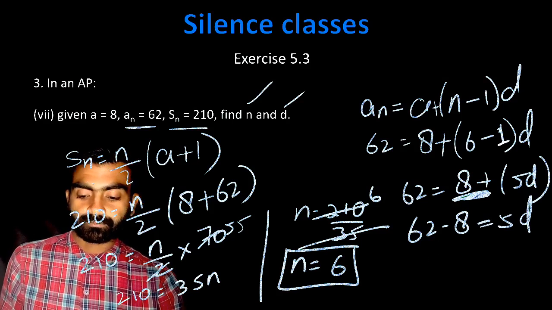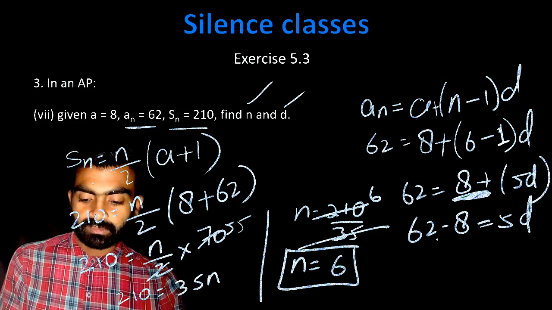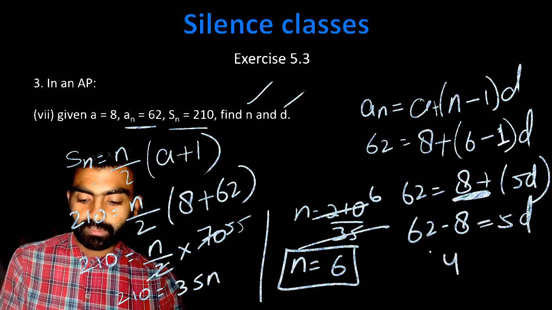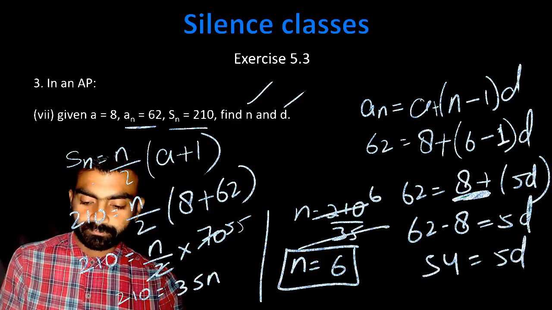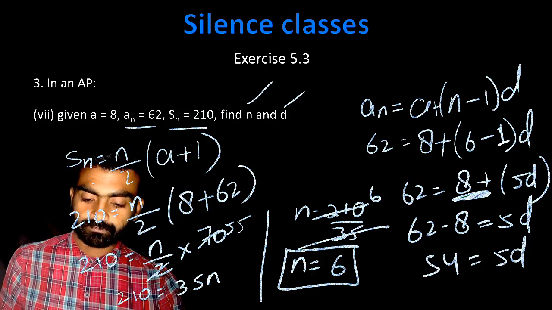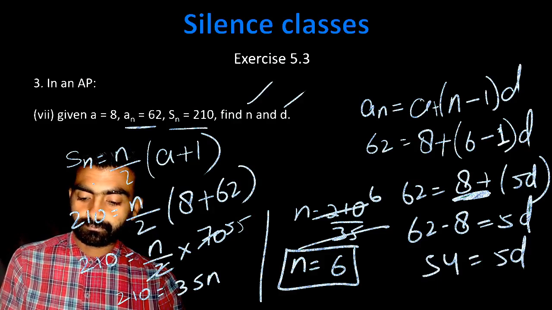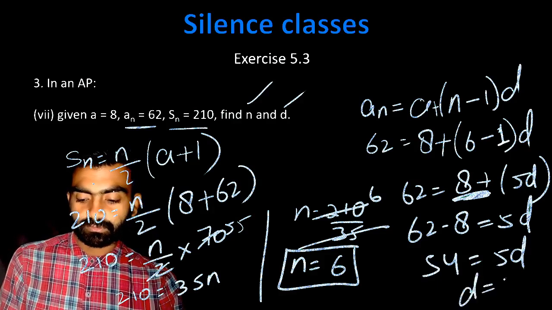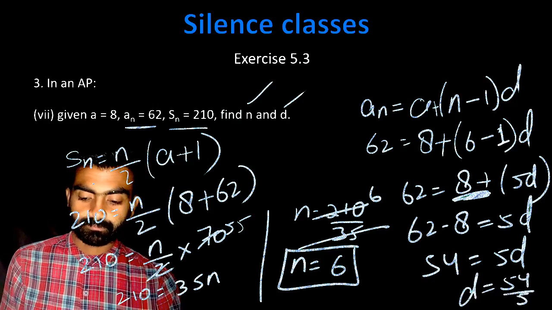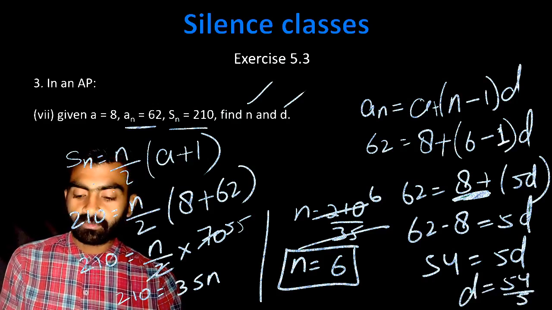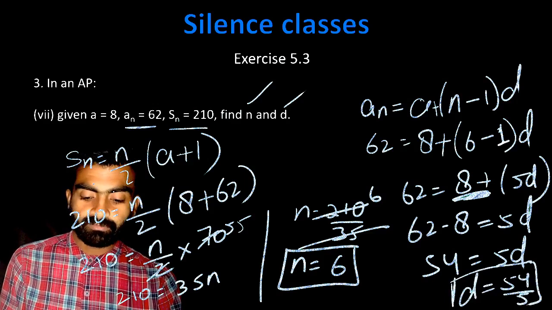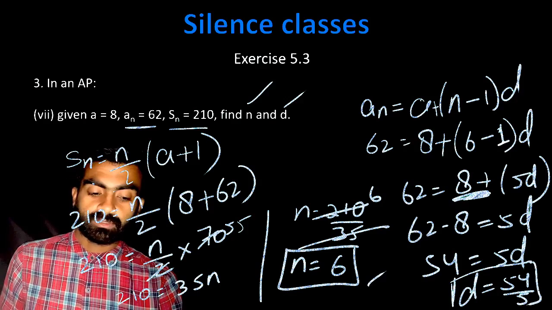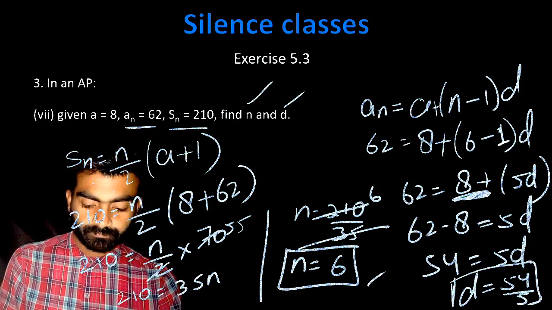So 62 minus 8, we will get 54, is equal to 5d. d is equal to 54 upon 5. So we got the common difference, that is d, 54 upon 5, and n as 6. I hope you guys understood.